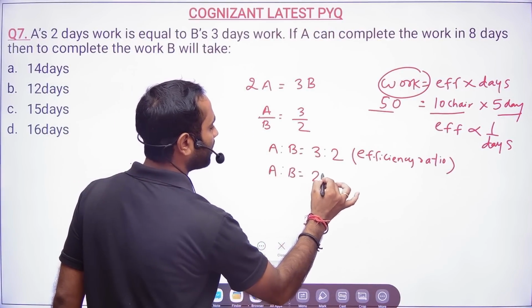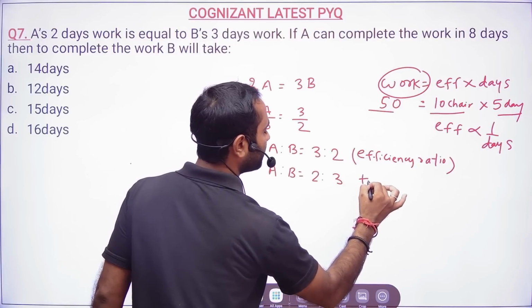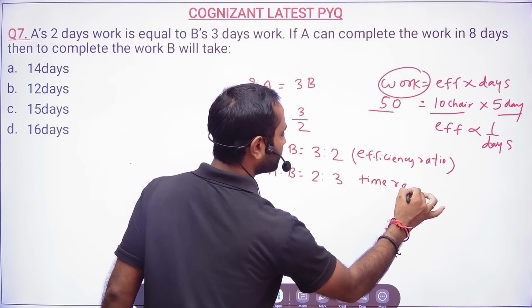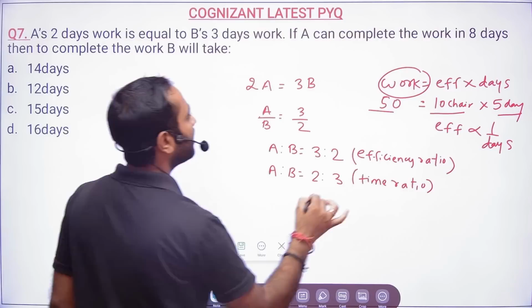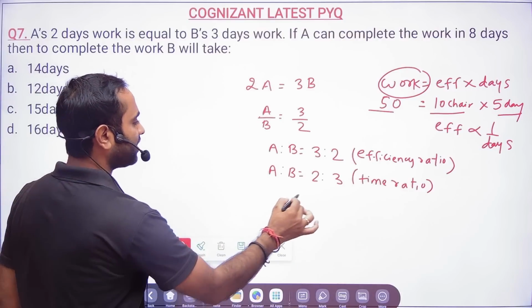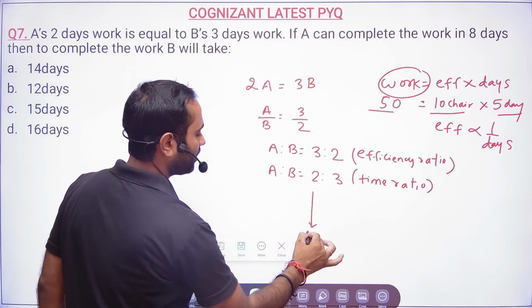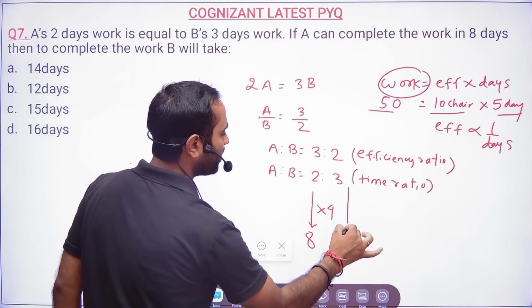So time ratio will become 2:3. This is nothing but my time ratio. Very good. Now what are they telling? They are telling if A can complete the work in 8 days, that means 4 times. So in how many days will B complete?